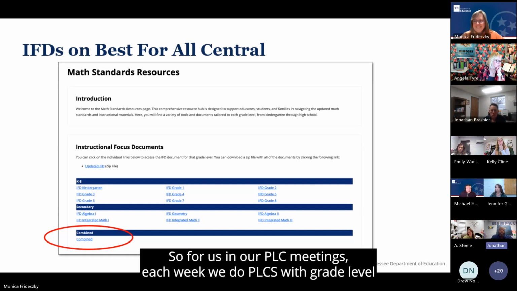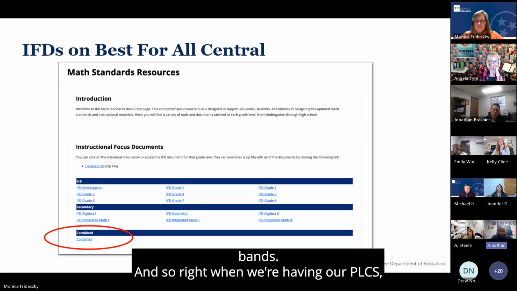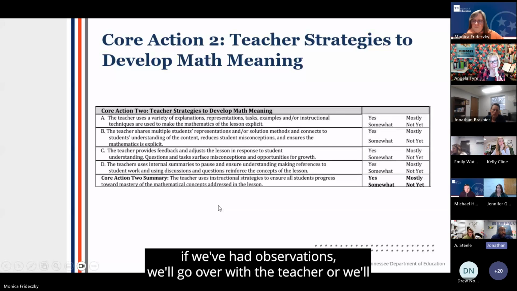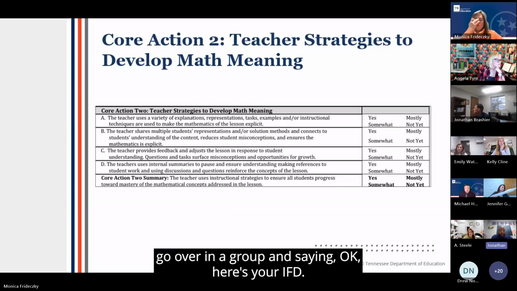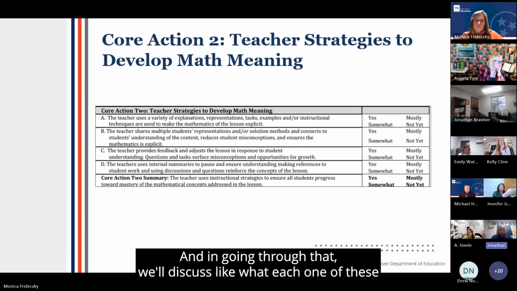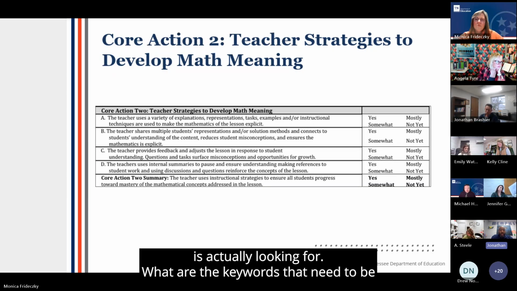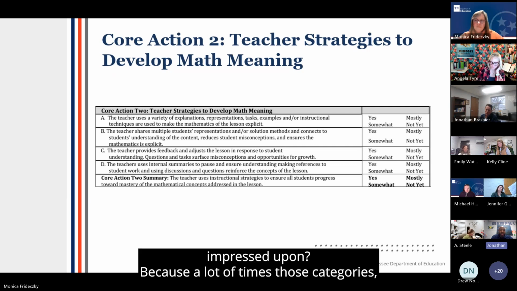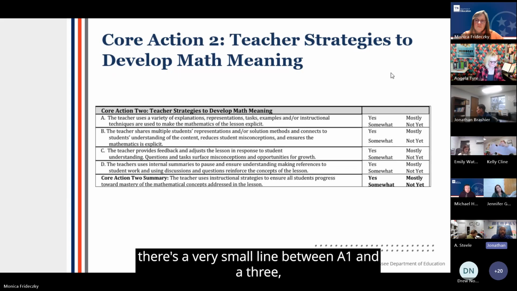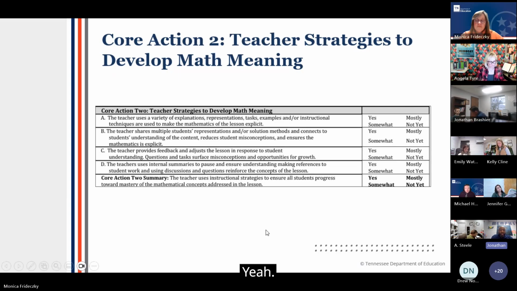So for us in our PLC meetings, each week we do PLCs with grade level bands. Right when we're having our PLCs, if we've had observations, we'll go over with the teacher or in a group and say, okay, here's your IFD. In going through that, we'll discuss what each one of these is actually looking for. What are the key words that need to be impressed upon? Because a lot of times with those categories, there's a very small line between a 1 and a 3, just a difference of a word or two.